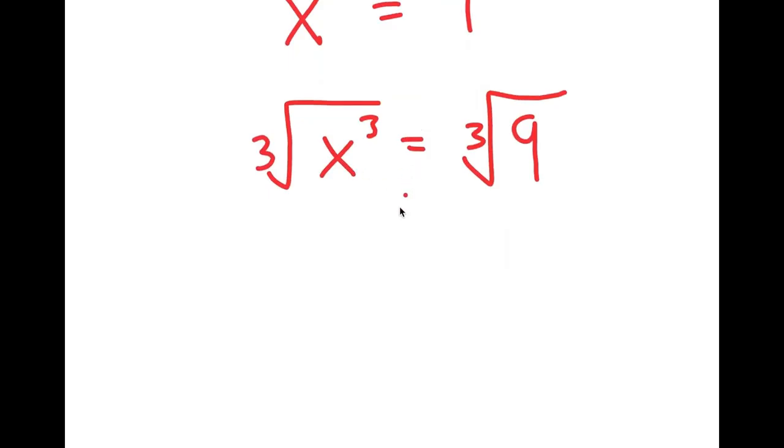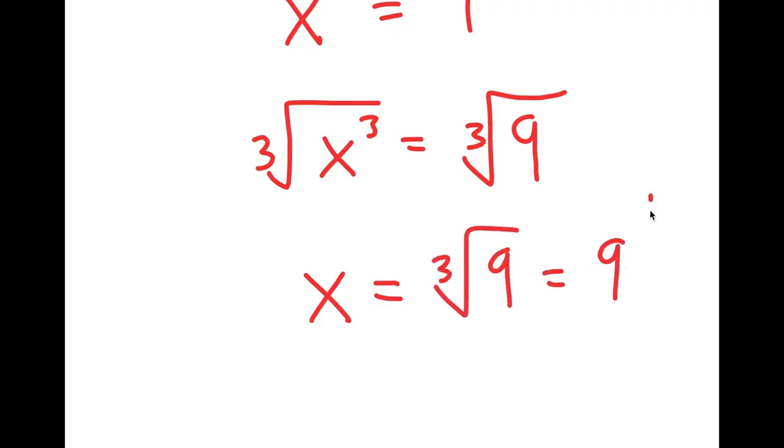Now the cube root of x to the power of 3 is simply just x. So I get x is equal to the cube root of 9. And this is the same thing as 9 to the power of 1/3.